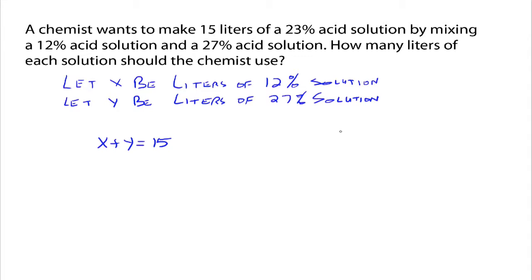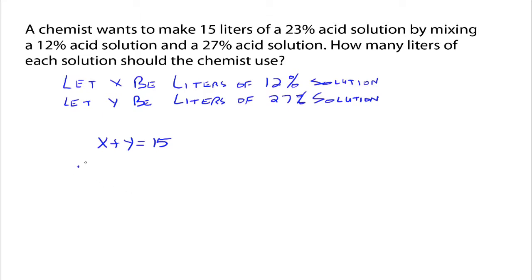Now we've got the percentages that we need to bring in here. So if x is the liters of 12% solution, then of that total amount of liters, x, how do we calculate that 12% of that is acid?